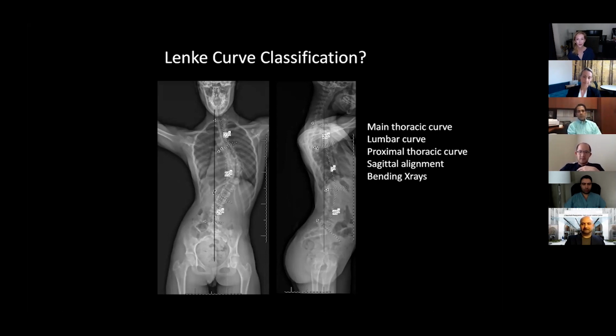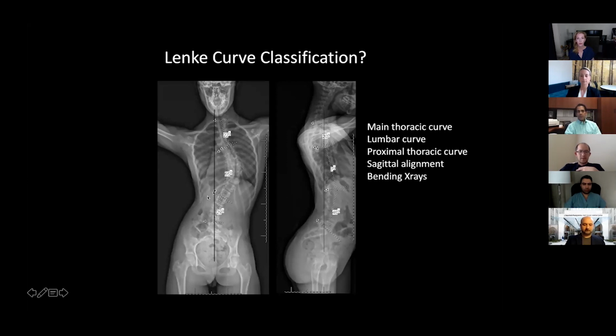So the center sacral vertical line, as indicated by the solid black line that my arrow is on, if that passes between the apical pedicles of the lumbar curve, that's an A. If it's touching the apical pedicle, that's a B. And if it's completely off to the side, that's a C.